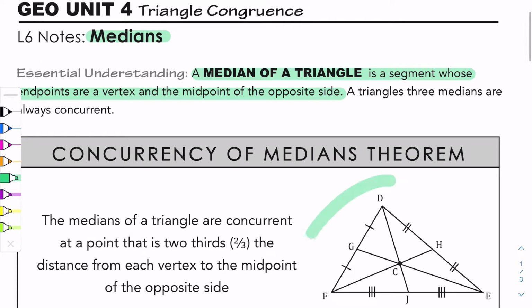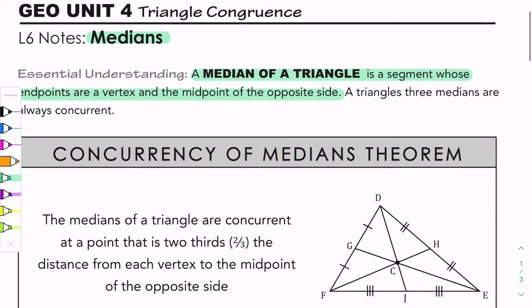So if we take a look at this model here, based on the description that I just read, it says a median is a segment whose endpoints are a vertex and a midpoint of the opposite side. So let's take a look at D as our vertex. The median connects to the midpoint of the opposite side. So point J is the midpoint of segment FE. That is what a median is.